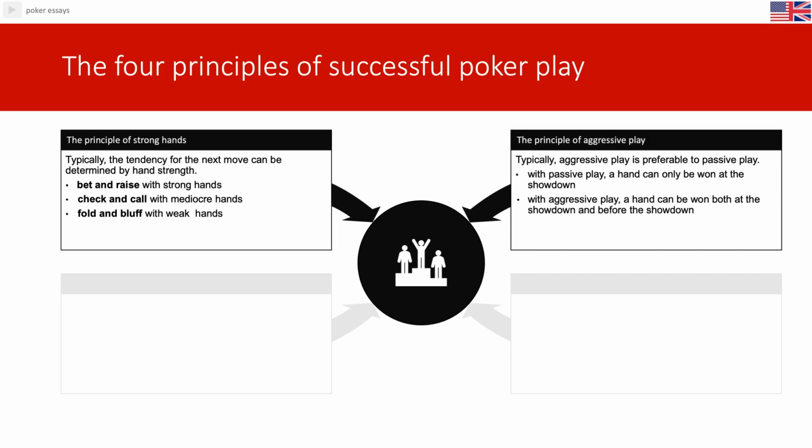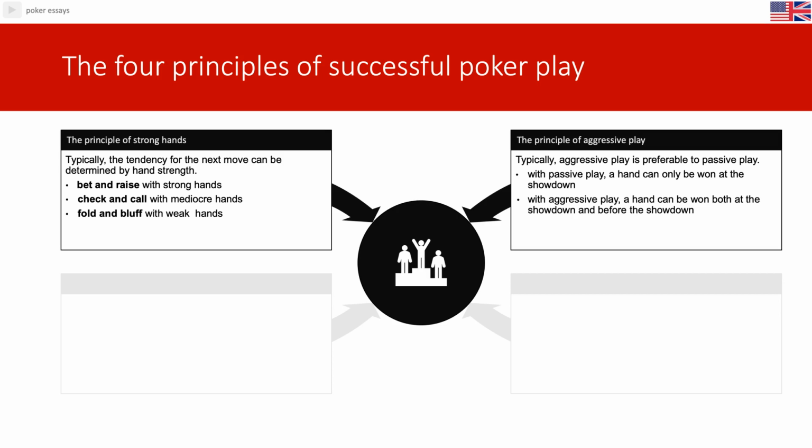Principle number 2 is the principle of aggressive play. In most cases, in No Limit Texas Hold'em, aggressive play, that is betting and raising, is the better choice than passive play, that is checking and calling. A player who chooses to make a passive move has essentially one objective. He wants to reach the next betting round or the showdown as cheaply as possible.